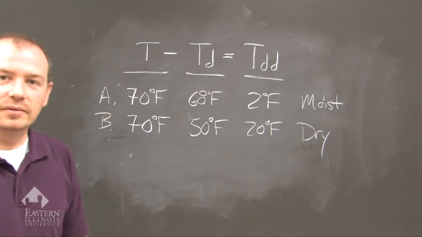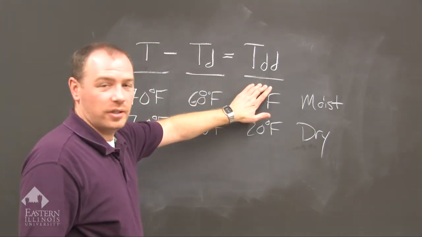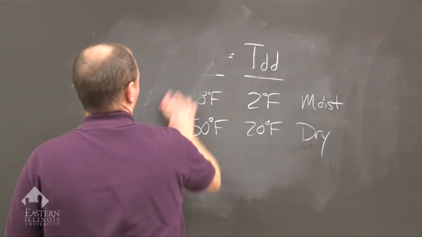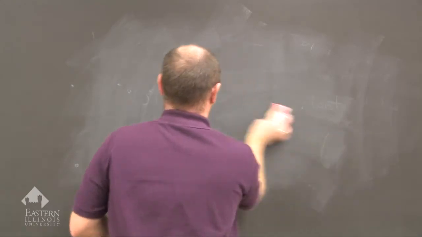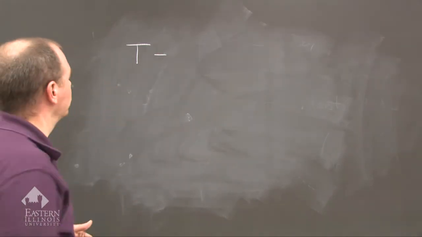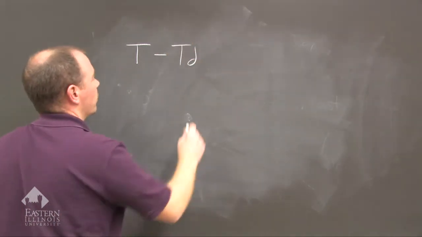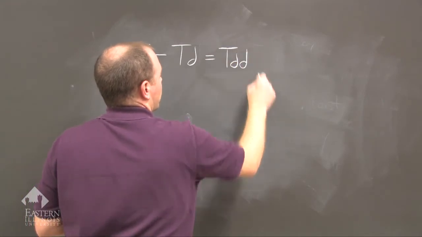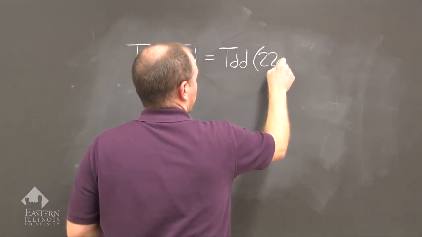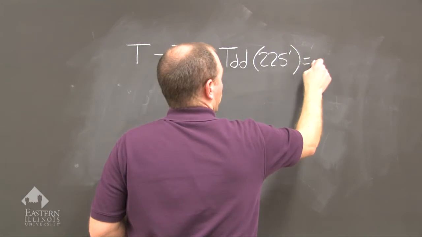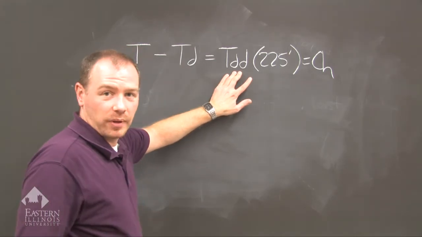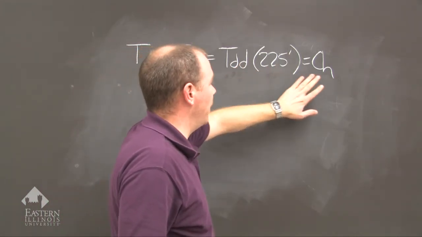Now let's associate the temperature and dew point depression with cloud height, and then we get into the rain signature. Okay. Now we have T, which is temperature. We have TD, which is dew point, equals TDD. Now we put another variable in there, a constant, which is 225 feet, which equals cloud height. So we take the dew point depression and we multiply it by 225 feet, and that gives us cloud height.